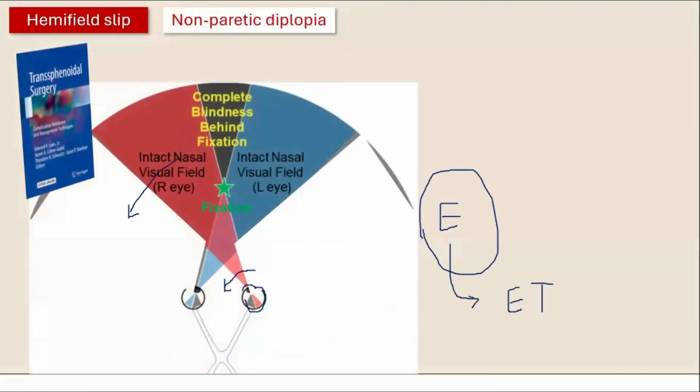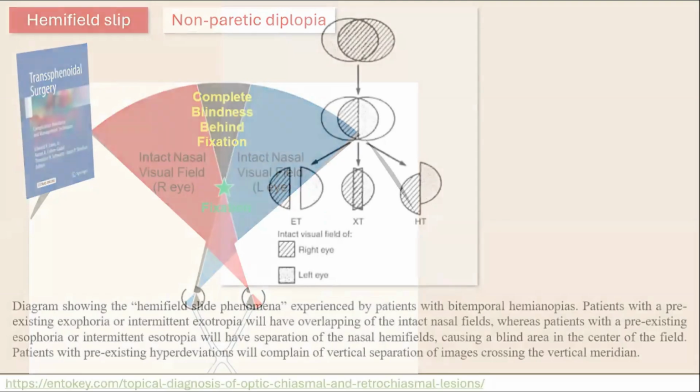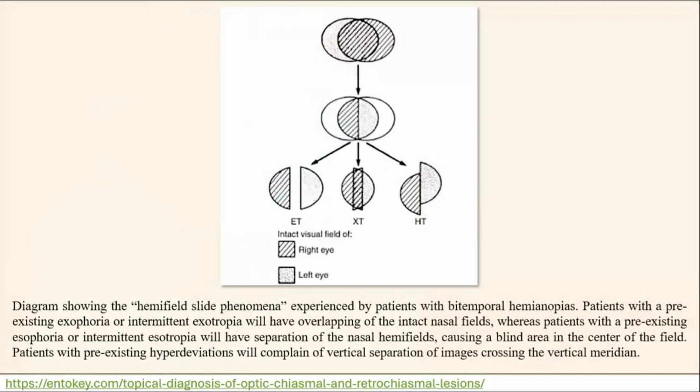Again, if the right eye moves inward, its nasal field will move in the same direction. There will be a gap between the intact nasal field of the left eye and the intact nasal field of the right eye, as in this diagram. In case of hypertropia, there is misalignment vertically. Now, after this simplified explanation of what hemifield slip or hemianopic slip actually means, let's look at how a patient might describe this phenomenon.